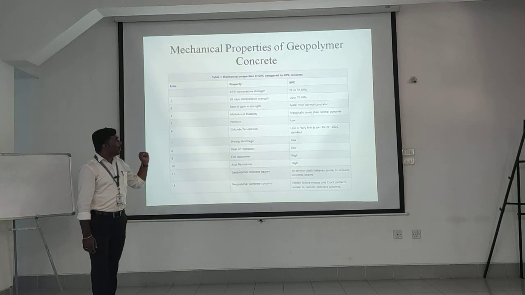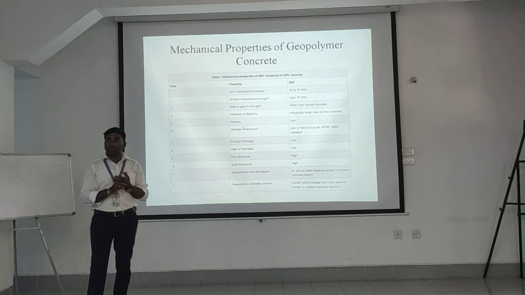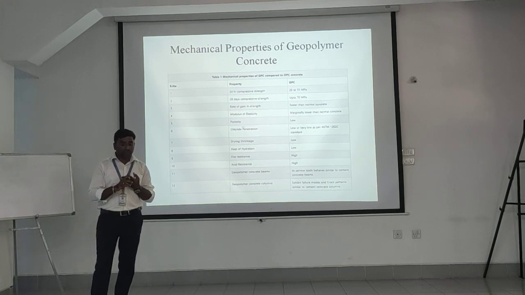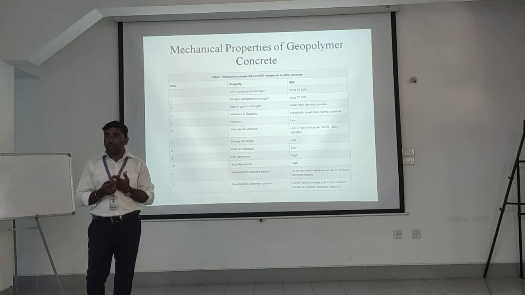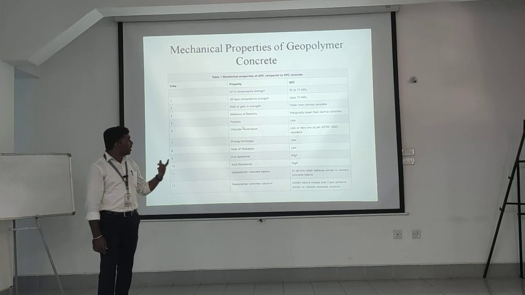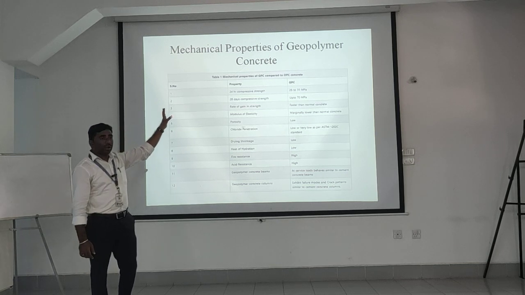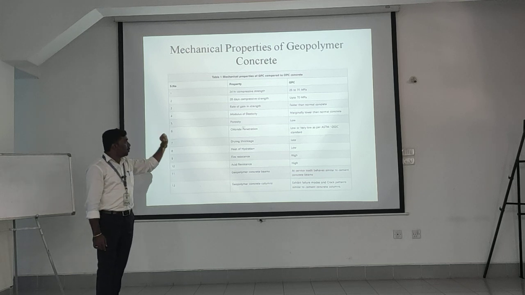Here, the mechanical properties of concrete. There are two types of properties, strength properties. The first one is fresh concrete, the second one is hardened concrete. For fresh concrete, we are going to check workability. Hardened concrete means all the mechanical properties come into that. The first one is the 24-hour compressive strength.